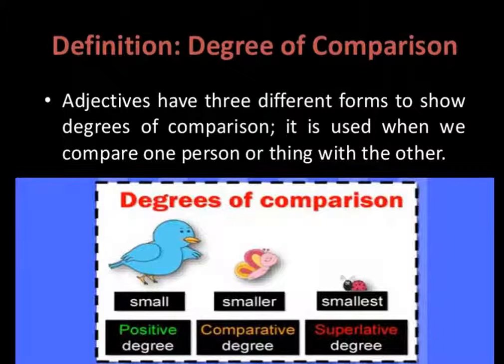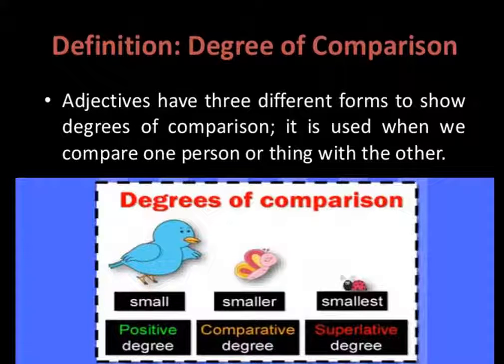Now next is the next chapter. Here there were two chapters. First was lesson number 10, Adjectives, and 11 was Degrees of Comparison. Now we will see what degrees of comparison are. In adjectives, there are three different forms. The example is also given. In the picture, the differences are given, which are used in comparing one person or thing with the other.